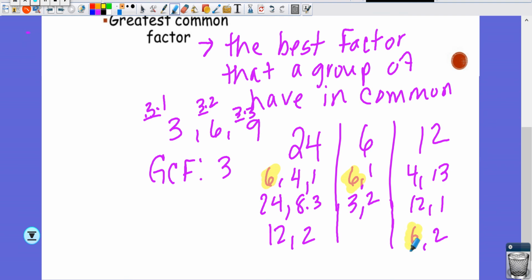So you just have to be able to write down your factors. You might have to Google factors of a number if you don't know them off the top of your head. 6 is in all of these groups. So my greatest common factor for 24, 12, and 6 is 6. And that number can fluctuate. If I had a different number here, let's say 36, that number could change. So you just have to break down all the factors and then find the biggest one that they all share in common.